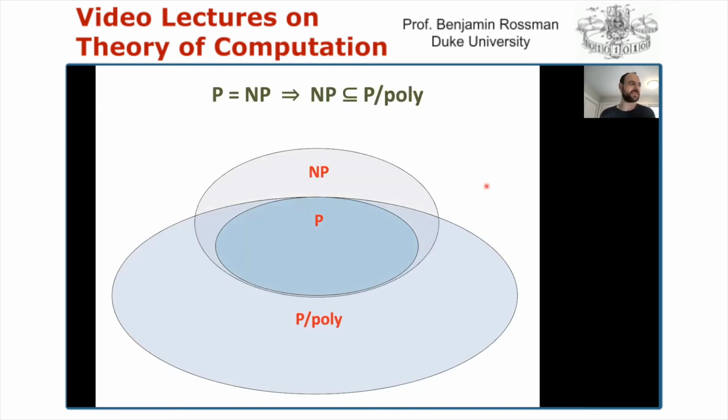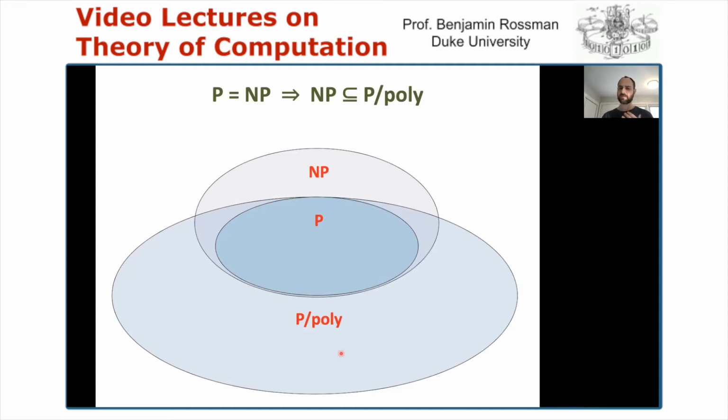So the question arises, where does NP fit into this picture? Well, of course, NP contains P. On the other hand, it does not contain P/poly. As mentioned earlier, P/poly even contains undecidable languages, whereas certainly every language in P or NP is decidable. That's one way of showing it. You can also argue that P and NP are countable languages. They're countably infinite, as is the class of decidable languages, whereas the class P/poly is uncountable.